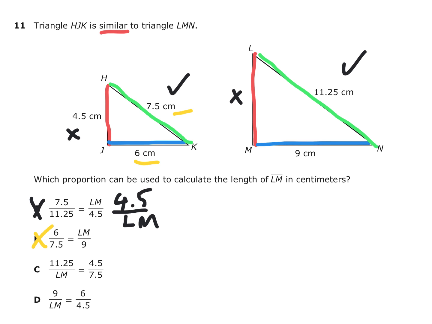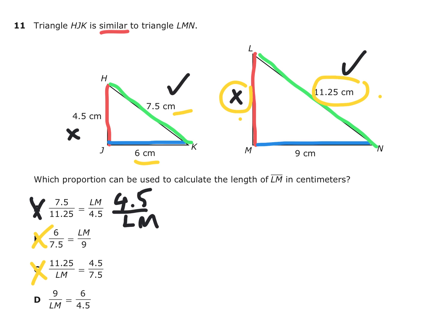Then the next one, 11.25, is to LM. So once again, we have this one is to this one, as 4.5 is to 7.5. So you're going from this large side to this side, and then small to large. That's not going to work. It's not in the right order.